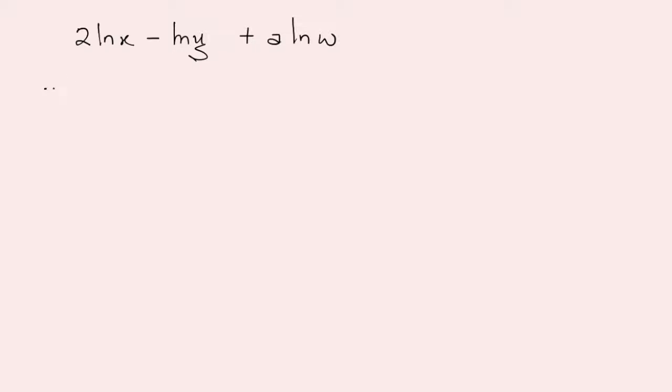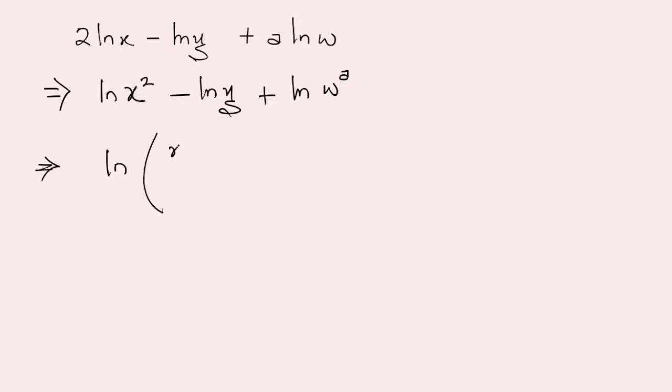So for the next one, we have this, and we do the same thing by first transferring this to the power, and that is ln x squared minus ln y plus ln w raised to power a. And we can write our expression as, this is a positive sign, so it goes to the numerator, x squared. This is a negative sign, so it goes to the denominator, y, and this goes to the top here. And that's our final expression.